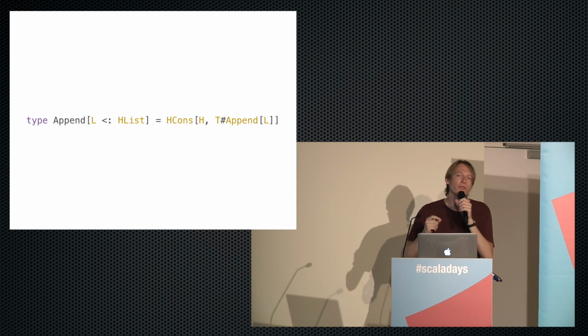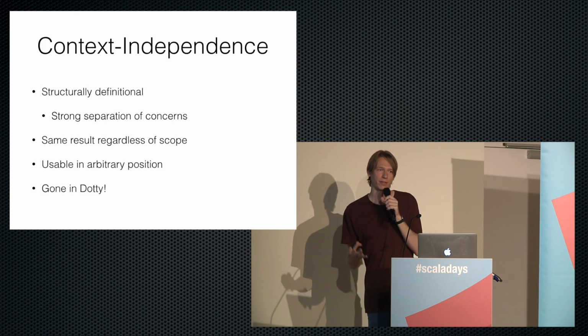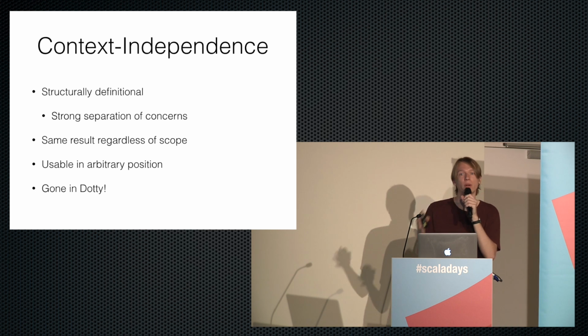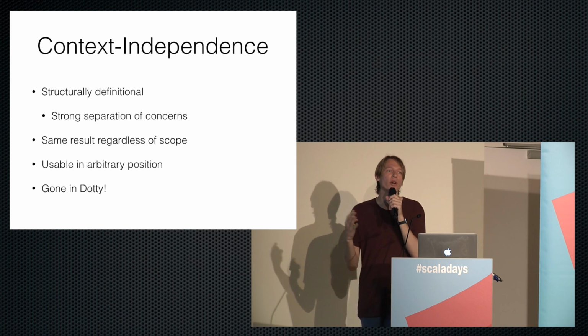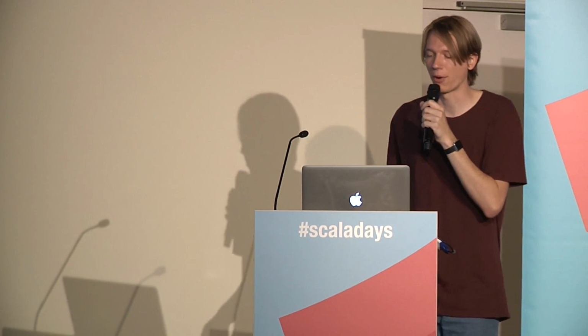And it's completely different than all of the others, because this is a context independent type level function. A very special sort of type level function. And again, it's one of those things that's going away, because in a sense, we don't really need it anymore once we get a little bit more power in the language. But as things currently stand, context-independent type-level functions are very special. They are structurally definitional. This is a property that they give us that is very, very powerful.